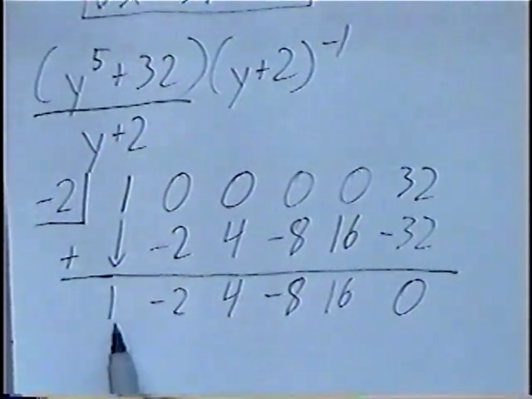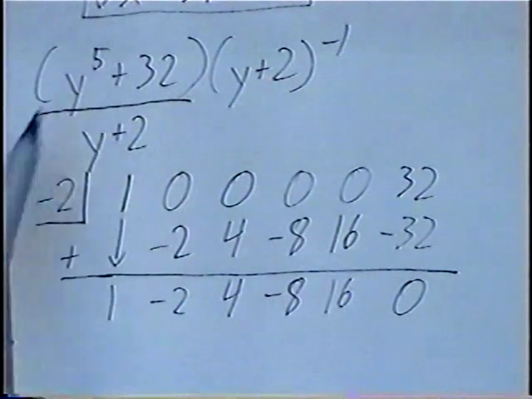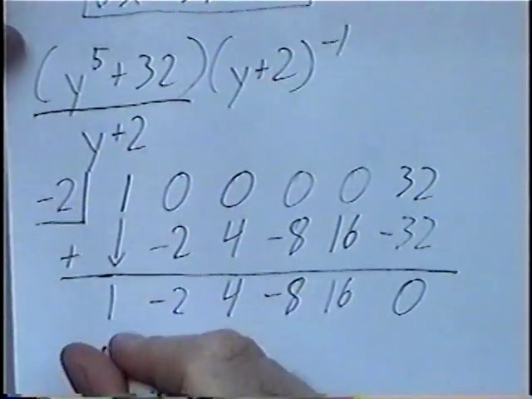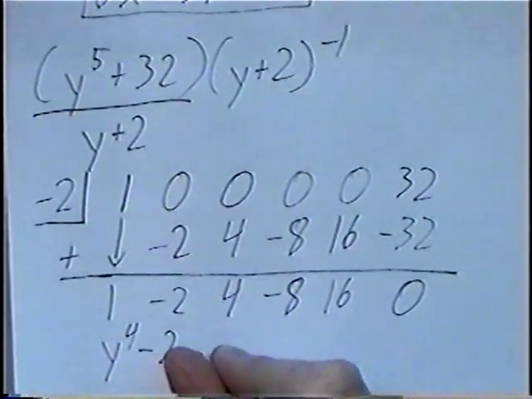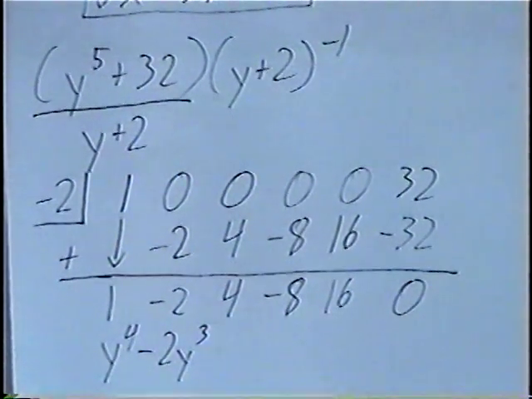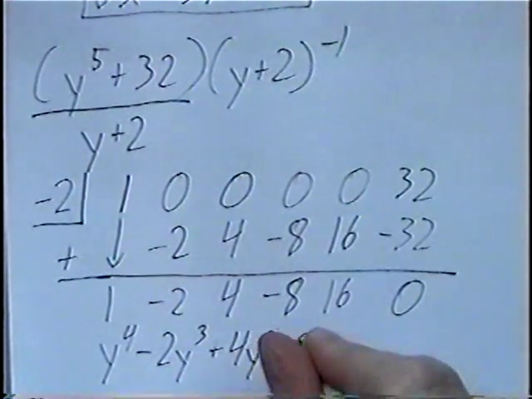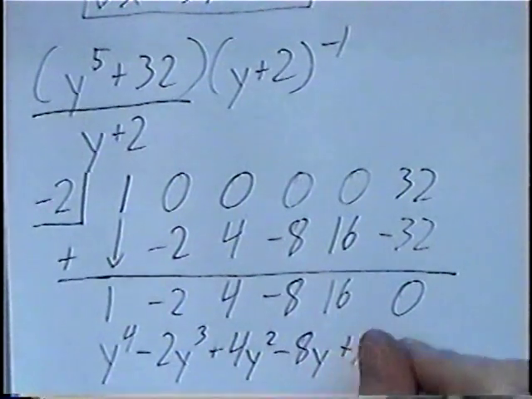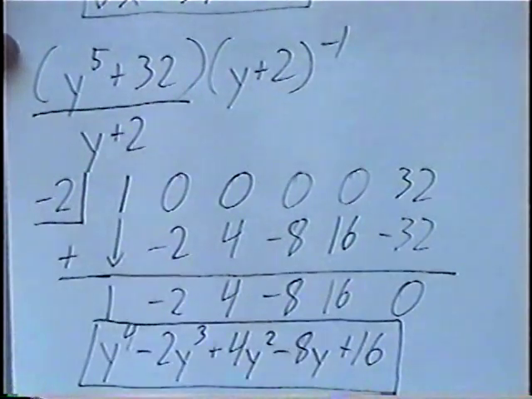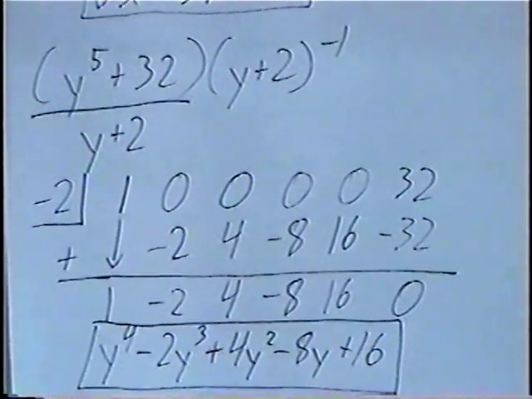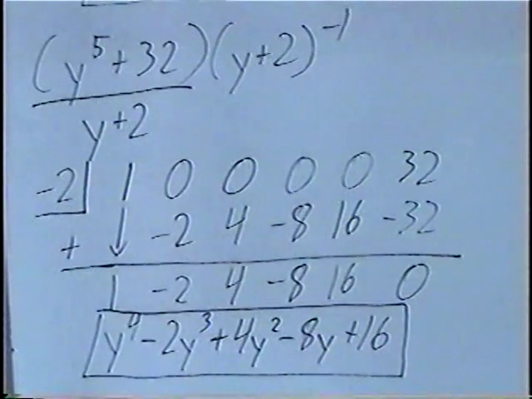These again are the coefficients. Putting the variables back in, we started with y to the 5th. Since we're dividing by y, we'll take off one exponent. So the 1 would be 1y to the 4th, or just y to the 4th, minus 2y cubed. Each time will decrease by 1 for the exponent, plus 4y squared, minus 8y, and plus 16. So our final answer, y to the 4th minus 2y cubed plus 4y squared minus 8y plus 16 with no remainder. If we did have a remainder, we could have a fraction on the end.